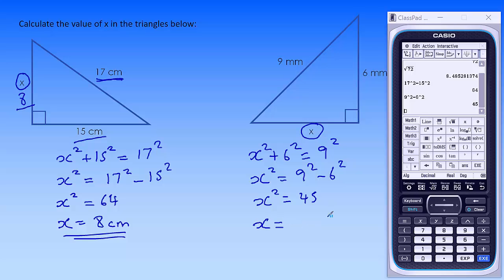I don't know the square root of 45 offhand, so I'm going to have to calculate that. So we've got the square root of 45, and I'm going to give that as 6.71 once again, using 2 decimal places. So 6.71 millimetres to 2 d.p.